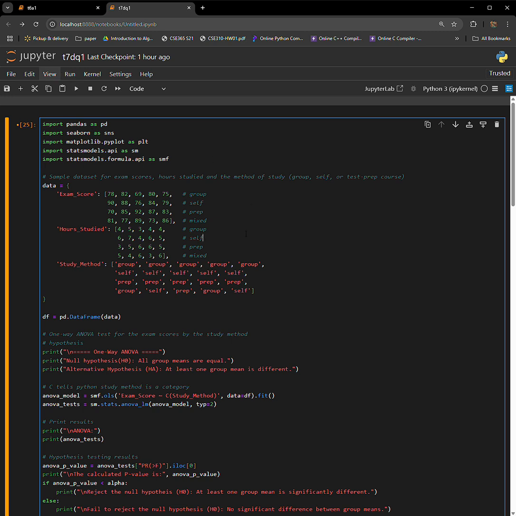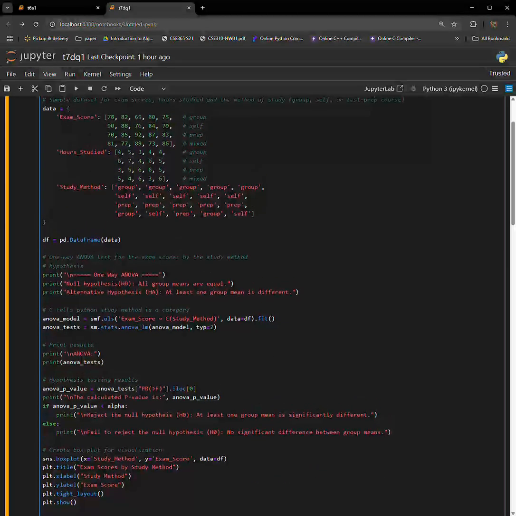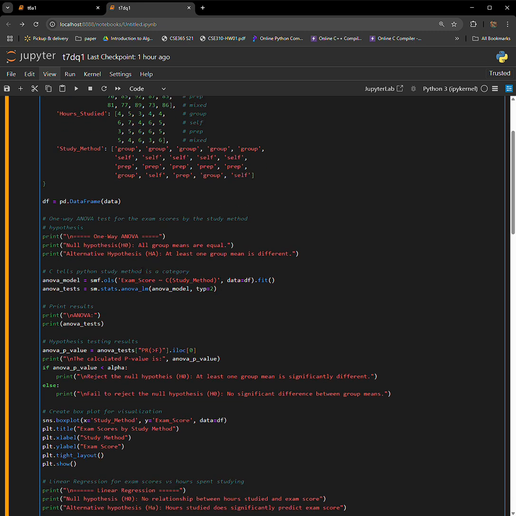The sample data set I made was test scores, the hours spent studying, and the study method, whether it be a group study, self-study, or a test prep course. First I did the ANOVA test, looking at the exam score averages by each of the study methods. Our null hypothesis is that all the group means are equal, and the alternative hypothesis is that at least one of the group means is different.